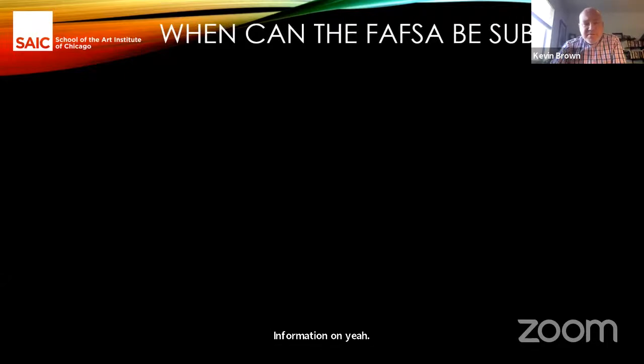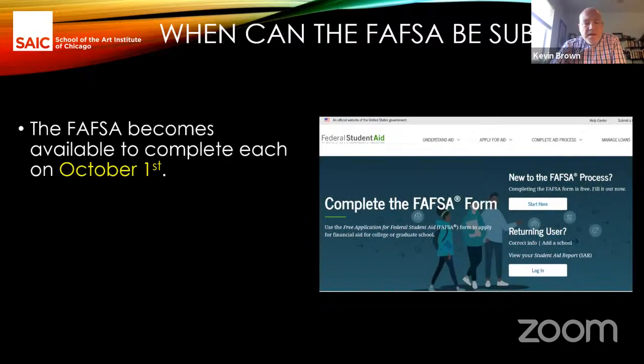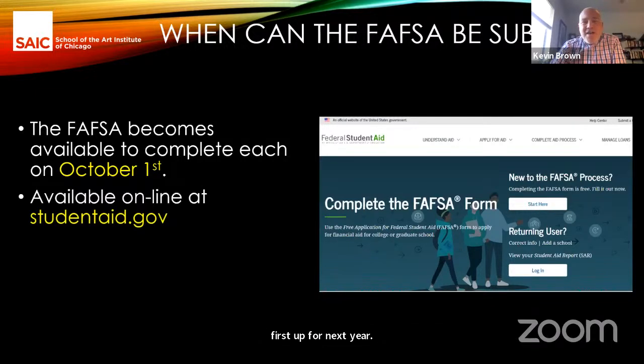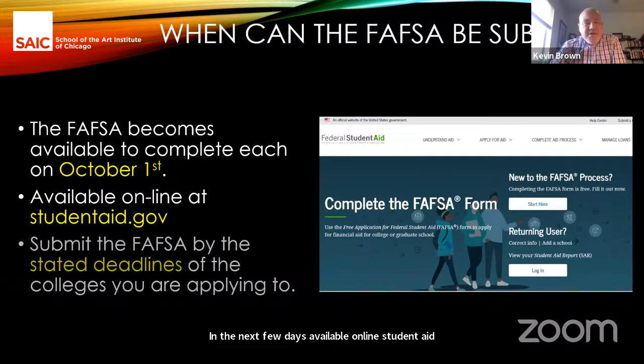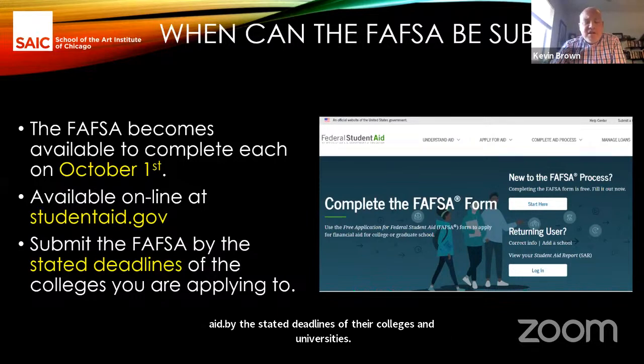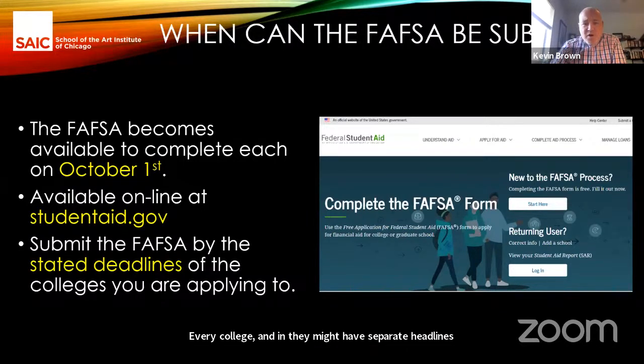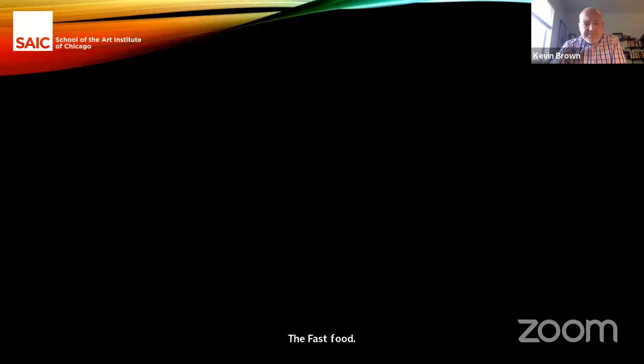So when can the FAFSA be submitted? The FAFSA becomes available to complete each October 1st. So it's actually coming up for next year in the next few days. It's available online at studentaid.gov. You must submit the FAFSA by the stated deadlines of your colleges and universities. Every college and university might have separate deadlines to submit the FAFSA. Please be aware of those particular deadlines.